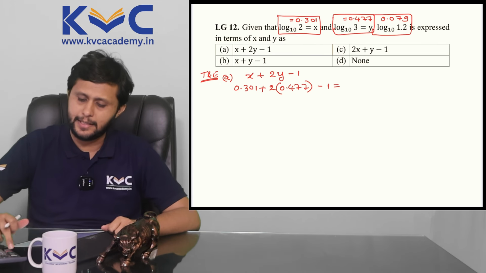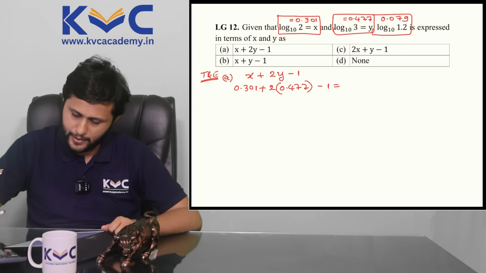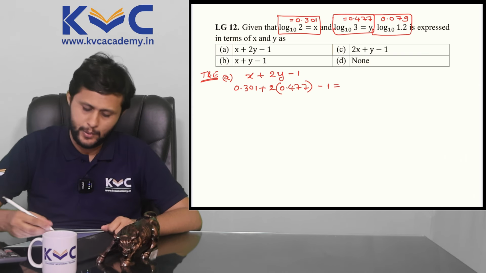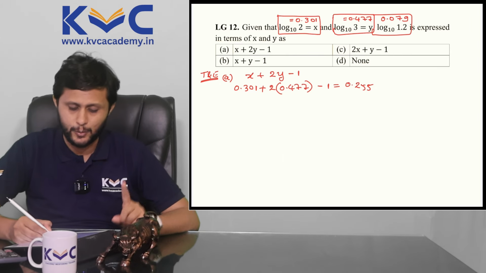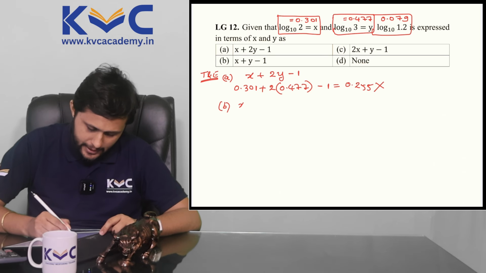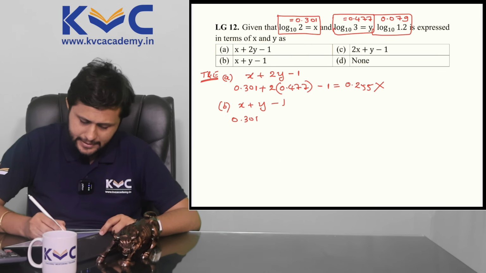Let me see what this answer is equal to. We have 2 into 0.477 plus 0.301 minus 1. If I do, I'll get the answer as 0.255. But my right answer is 0.079. Wrong answer. Second option, x plus y minus 1. I don't think this is the right answer either.